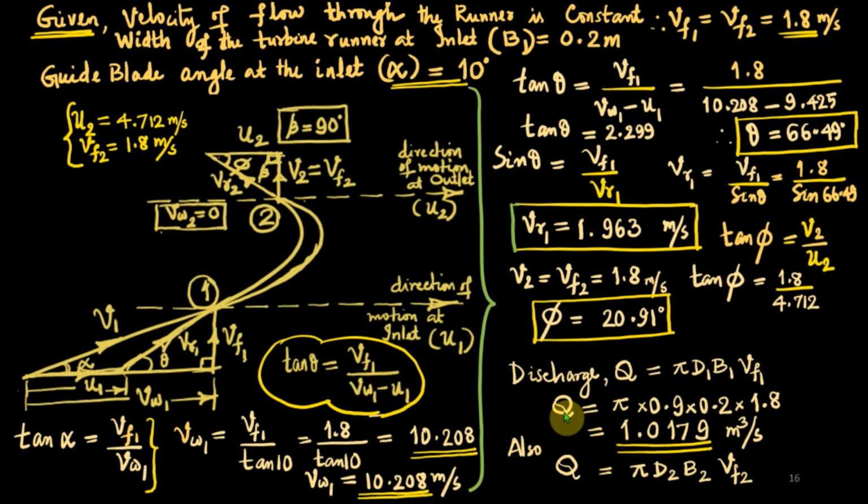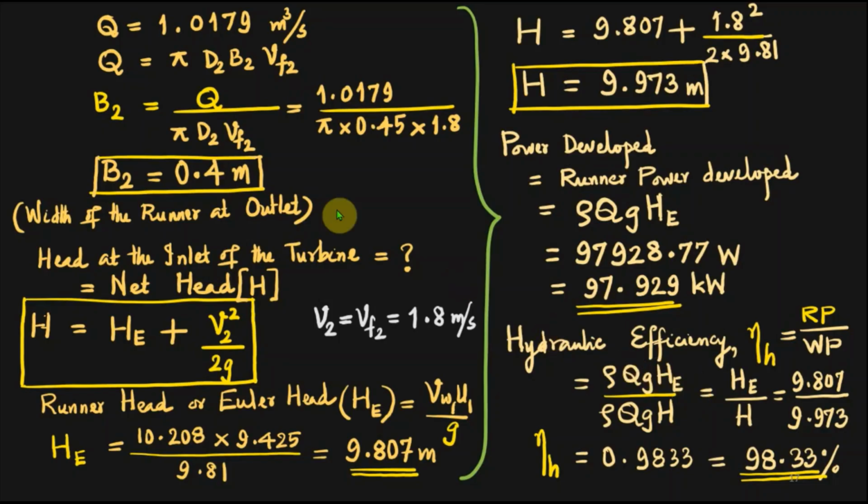Now we know that discharge is also equal to pi d2 b2 Vf2 based on the outlet parameters. If you use that, then you can arrive at b2. So Q is equal to pi d2 b2 Vf2, and b2 is equal to Q divided by pi d2 into Vf2. The discharge is 1.0179 meter cube per second divided by pi into the diameter at outlet, 0.45, multiplied by 1.8. So b2 is equal to 0.4 meters. b2 is the width of the runner at outlet.